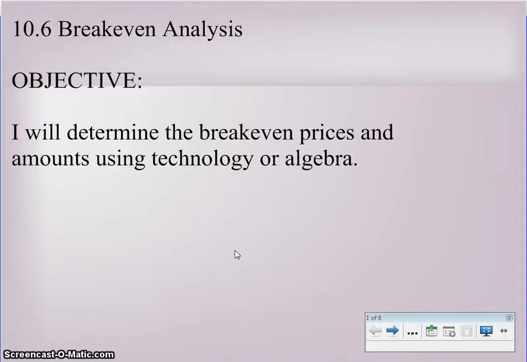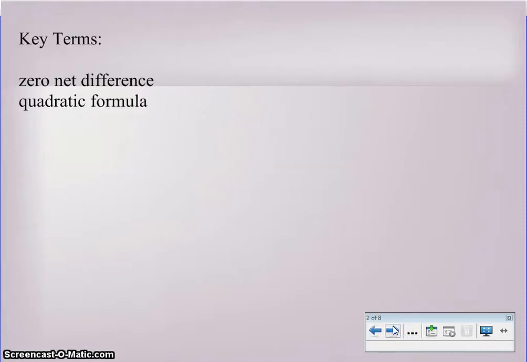Right, let's go ahead and get started with Chapter 6 in Unit 10, and this is our break-even analysis. Our objective for today will determine the break-even prices and amounts using technology or algebra. Now, in our last chapter, Chapter 5, we actually took a look at our break-even points, but we didn't really go into detail as to how we got to those break-even points. So today we're going to do that.